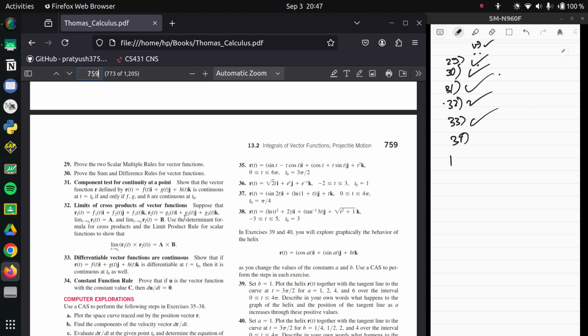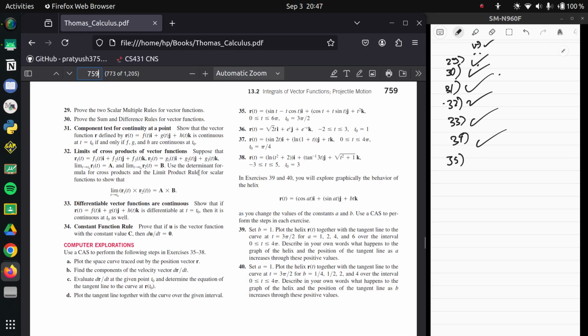34 is the constant function rule. Prove that if u is a vector function with a constant value c, then du by dt equals 0. U is a vector function with constant value c. Sure. I mean, come on, who do you take me for? This is obviously correct. I won't show it. Seriously, from the very definition of du by dt, this is 0.